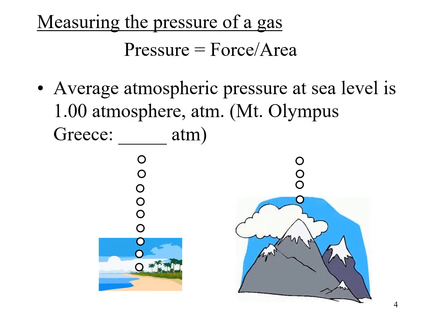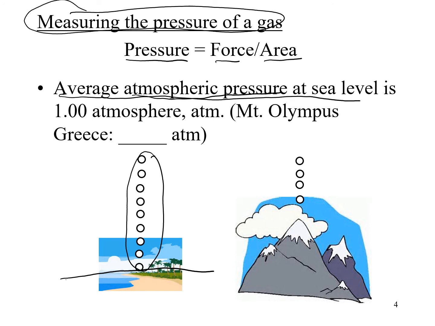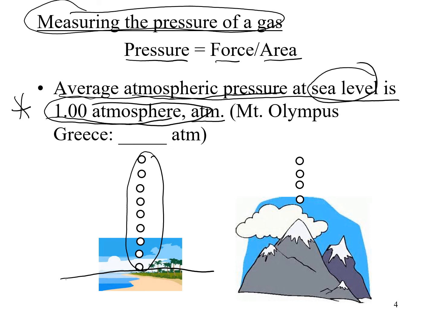We can measure the pressure of a gas. Pressure is defined as force divided by area. Atmospheric pressure is the amount of force applied by atmospheric molecules on the surface of the Earth. Average atmospheric pressure at sea level is defined as 1 atmosphere, which is abbreviated as ATM. This is a definition I want you to remember. 1 ATM is the pressure at sea level for atmospheric pressure.